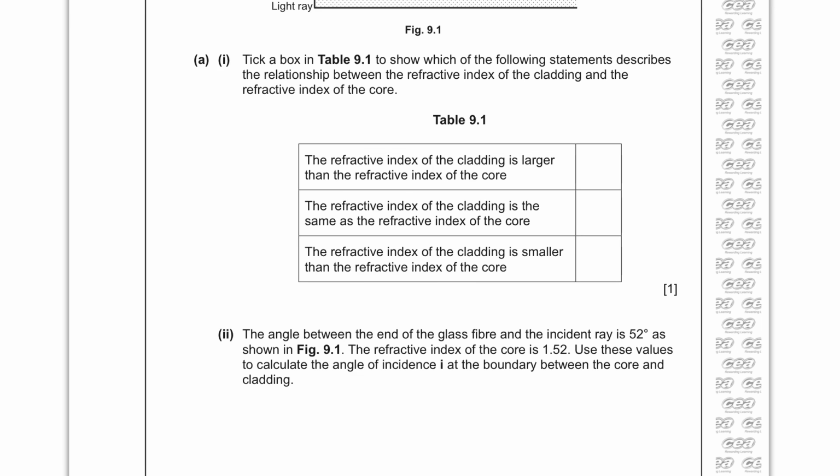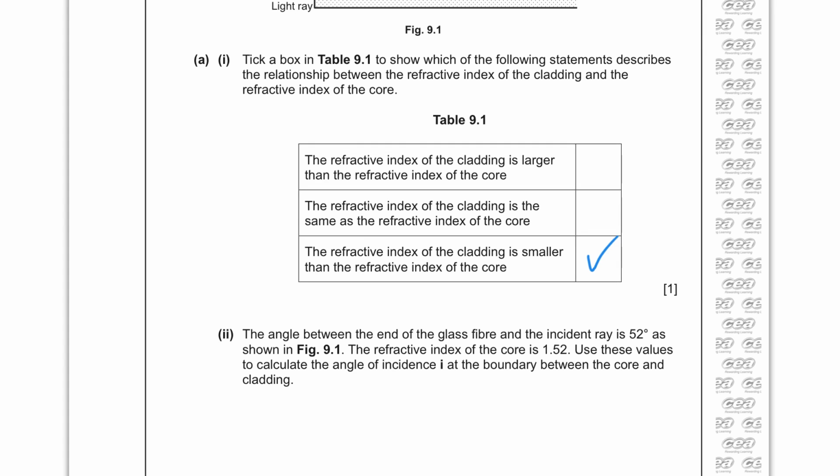Right, remember, to get total internal reflection, you have to be heading into a less dense medium, and that means that only the bottom one is correct, because that would mean that the cladding is less dense than the core, and that gives us the total internal reflection, which is the whole basis of how this thing works.